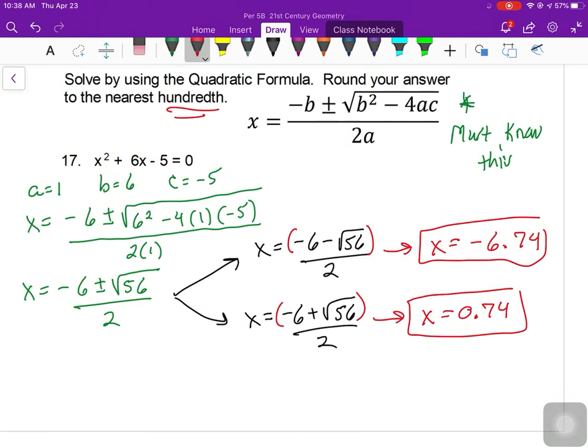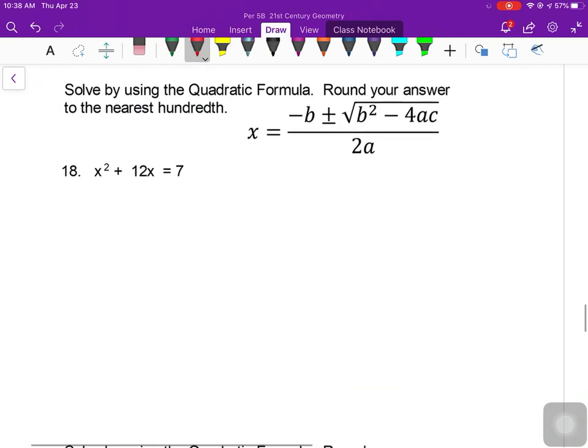Now, this is probably the most complicated thing we're reviewing, so I'd like to do a few more of these with you. Number 18 must be equal to 0.